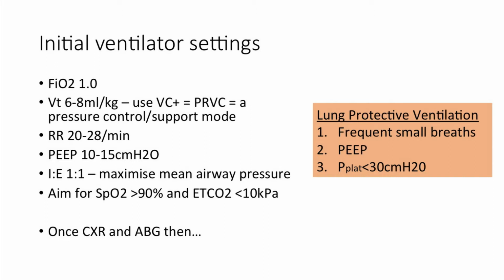So initially you just want to get things looking safe, and I'm not going to be too fussy. So you're going to start at 100% oxygen. And then in terms of what size breaths you want, 6 to 8 mL per kg of ideal body weight. That's the key, not actual body weight. So I weigh 102 kilos, but you should ventilate me as if I weighed 75 kilos.